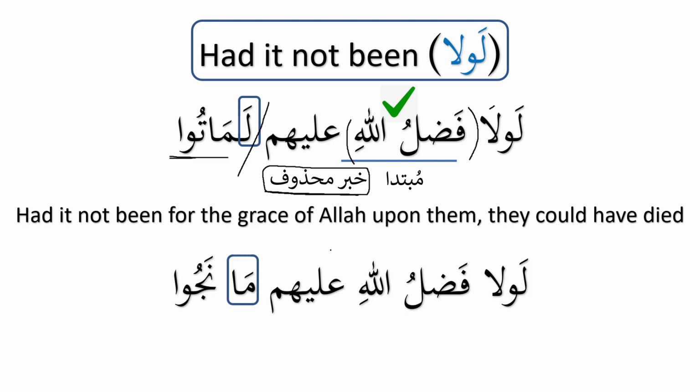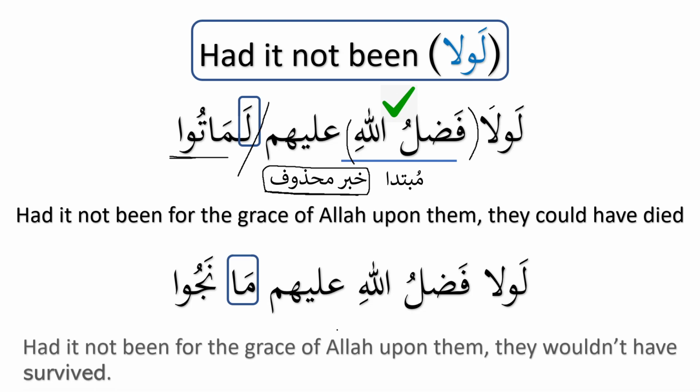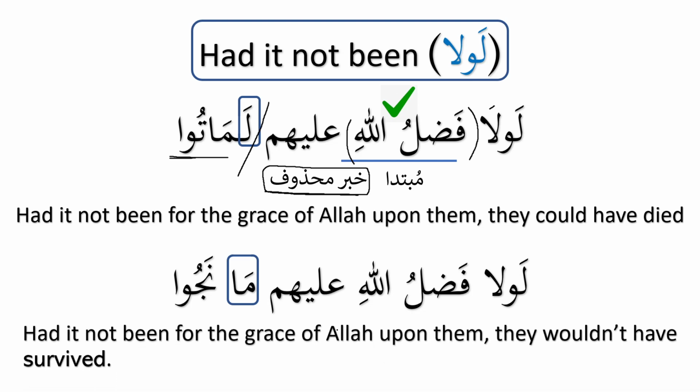And now the condition has changed. What is the condition? لولا فضل الله عليهم, had it not been for the grace of Allah subhanahu wa ta'ala, مَا نَجُوا, they wouldn't have survived. So the idea is the same. They survived. Why did they survive? Because they had the mercy of Allah subhanahu wa ta'ala. I hope it's clear now.